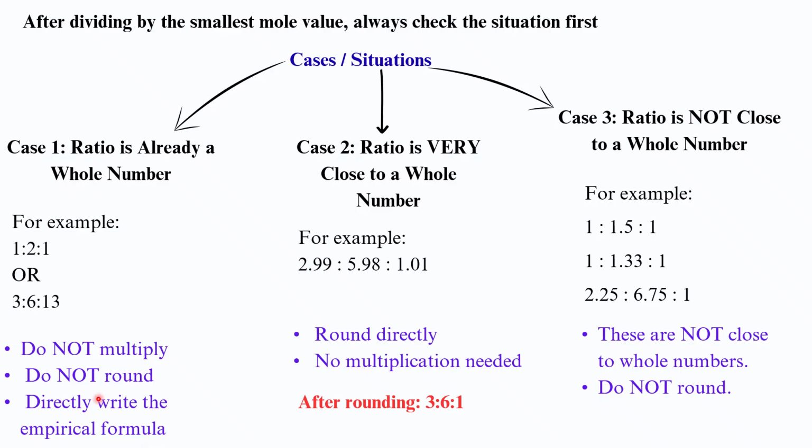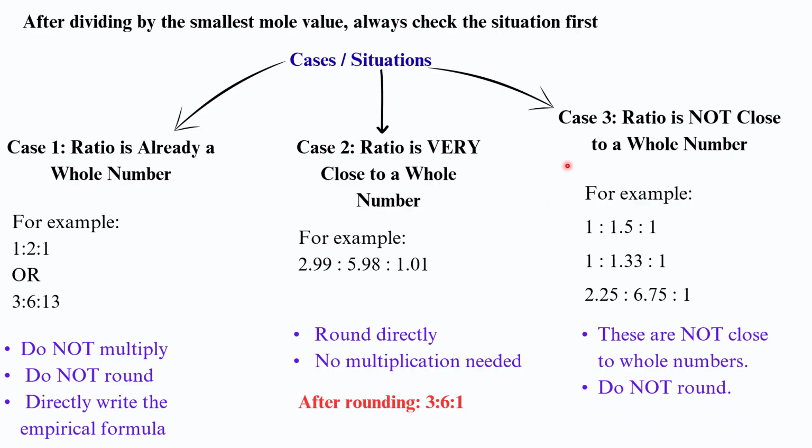You will directly write those numbers as your empirical formula. But suppose the numbers you are getting after carrying out the division are very close to a whole number. Can you see it is very close to the whole number? That is 2.99, 5.98, 1.01. In that case, you will directly round the value. You do not need to do anything else. You will write 2.99 as 3, 5.98 as 6, and 1.01 as 1. So you will directly round them.